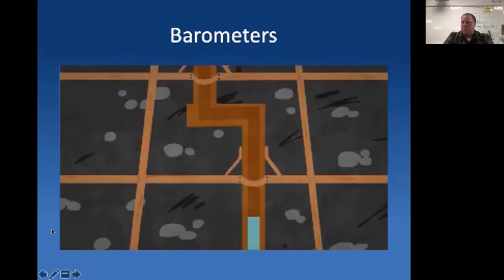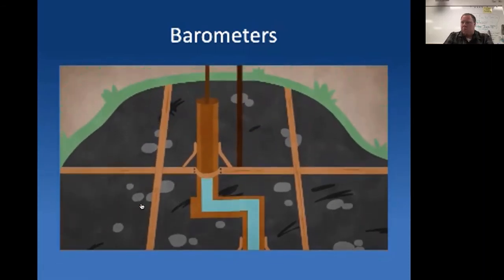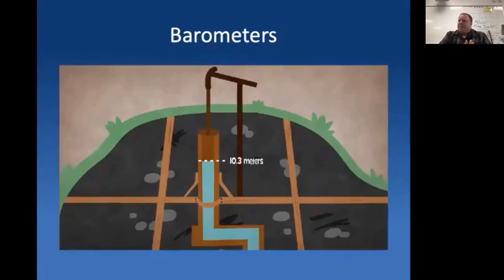In the early 17th century, Italian miners faced a serious problem when they found that their pumps could not raise water more than 10.3 meters high. I'm going to pause a few times and kind of ask you guys some questions here.